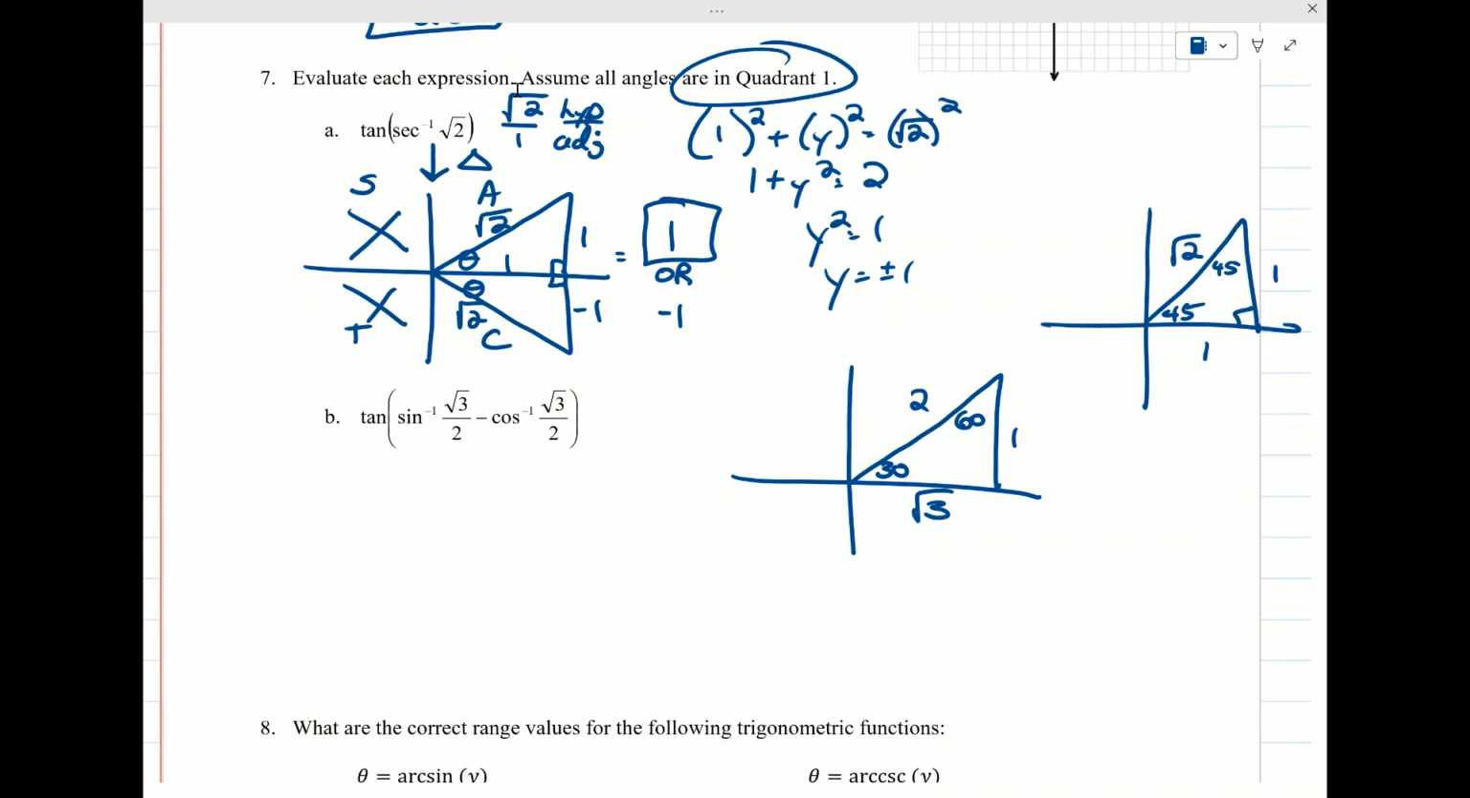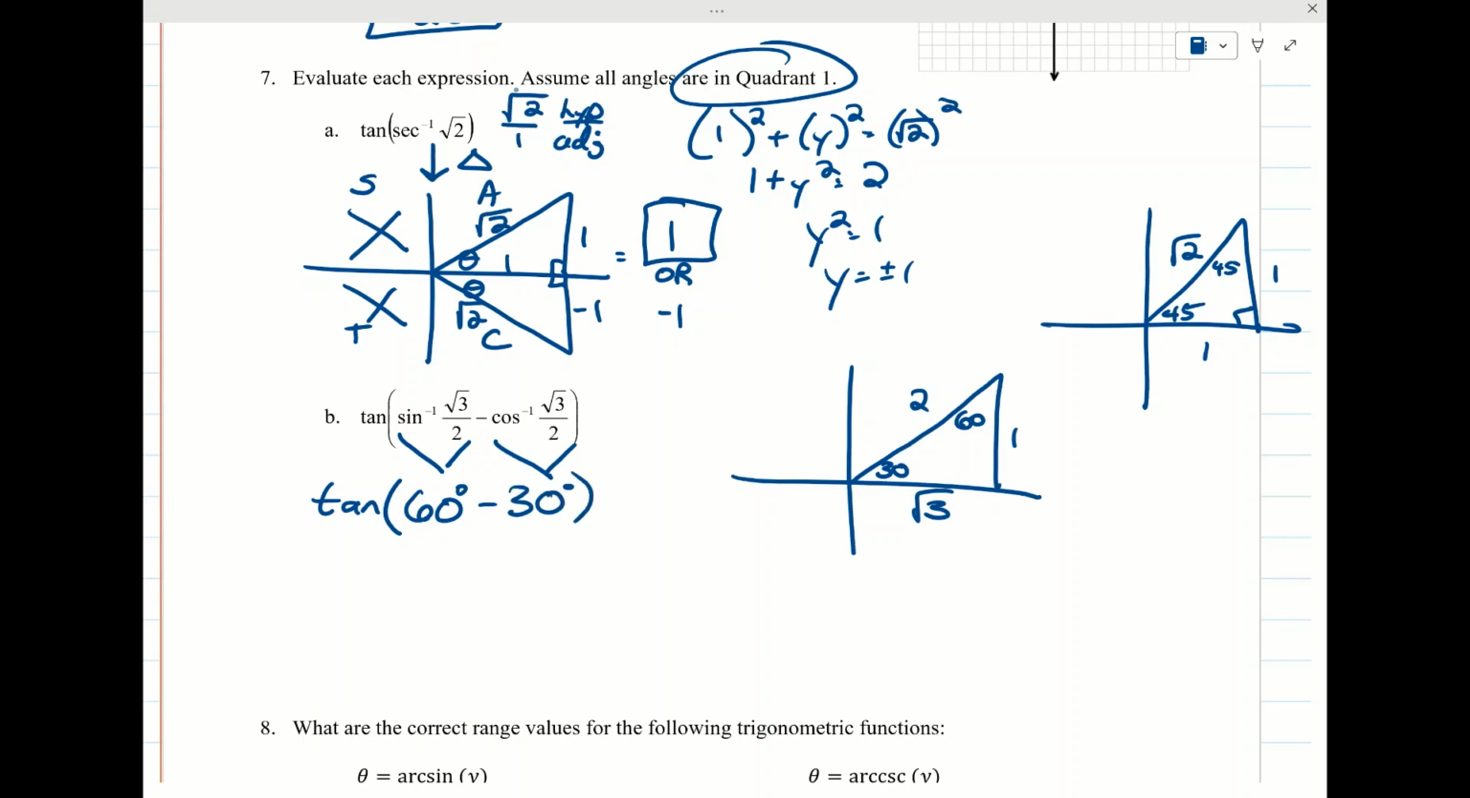So for this kind of problem, let's think about what this actually means. What angle gives us a sine of root 3 over 2? Look at those triangles. Would it be sine of 30 gives us root 3 over 2, sine of 60 is root 3 over 2, or sine of 45 is root 3 over 2? Which one is it? Sine of 60 is root 3 over 2. Minus, what angle gives us a cosine of root 3 over 2? 30, 60, or 45? 30.